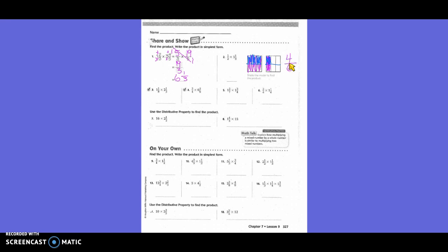Is that in simplest form? No. What could 4/6 be in simplest form, Ashley? 2/3.